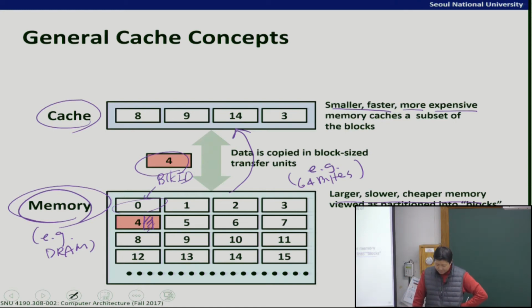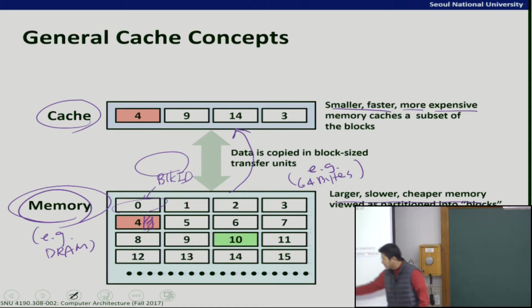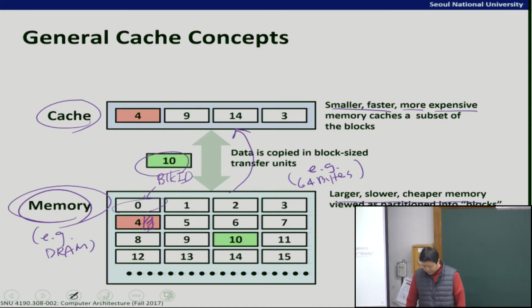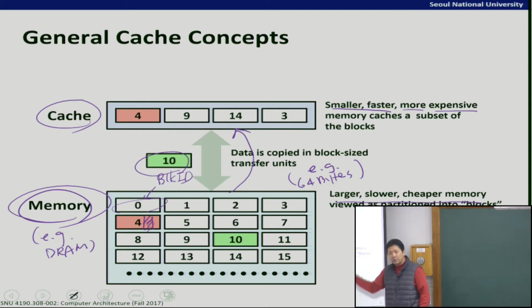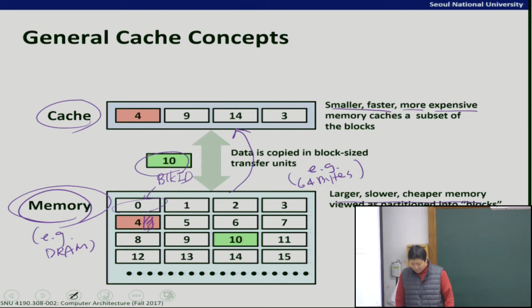So let's say in this example, block 4 should go to the first block in the cache. Then it kicks out block 8. So now block 8 will be kicked out and block 4 will take its place. And let's say the next access falls into block 10. Now we access block 10 here, then it will be transferred into the cache. Let's say block 10 will be placed in the third block in the cache with some mechanism. Then it will be placed here, and you will kick out block 14, which was there.